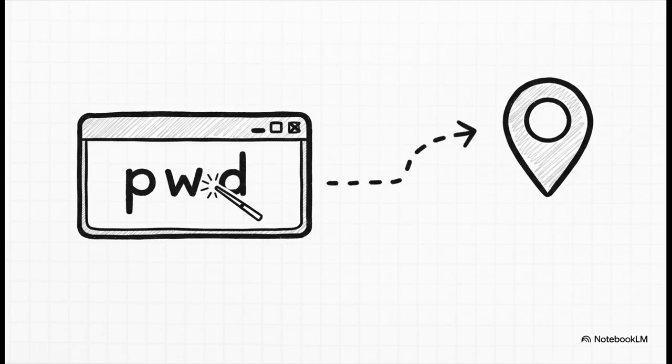Well, what if I told you the map was only 3 letters long? Seriously, to find your exact location, all you have to do is type PWD and hit enter. Boom. It's like a personal GPS for your command line. So simple, right? But what is it really doing?